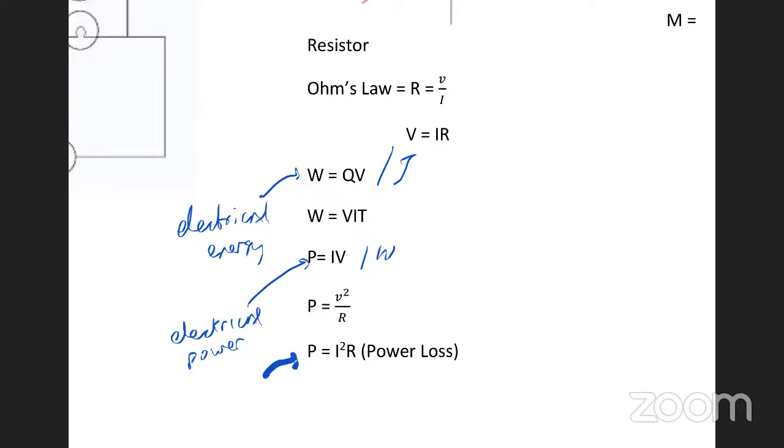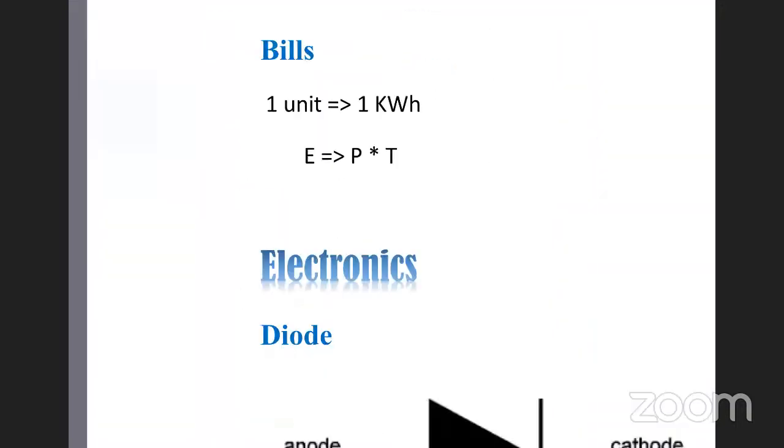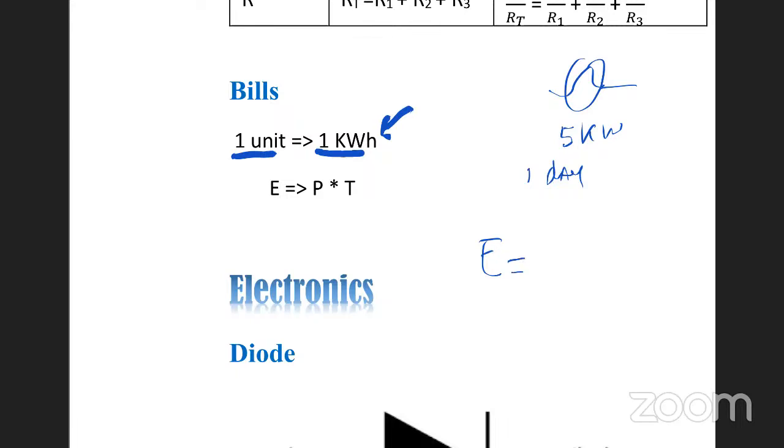All right, next thing we need to remember in electricity is how to pay bills. Paying bills is quite simple, right? Just remember that 1 unit is the amount of kilowatts used in an hour. So for example, if you have a bulb with a rating of, let's say, 5 kilowatts, how much energy, or how many units, is used after 1 day?